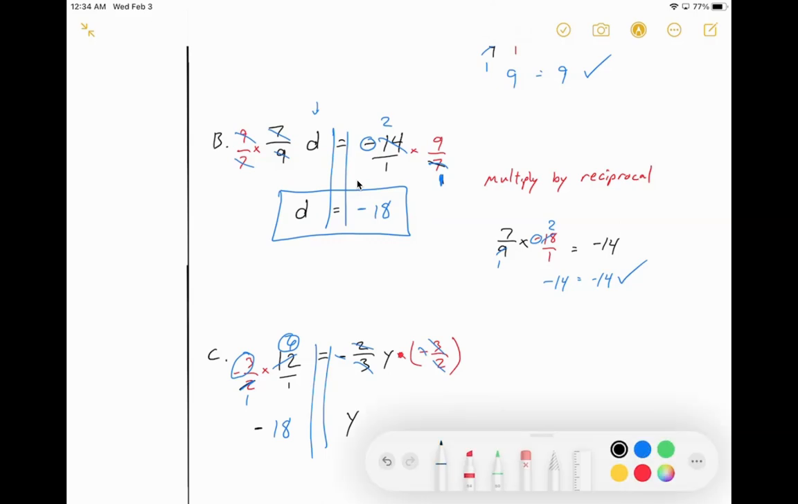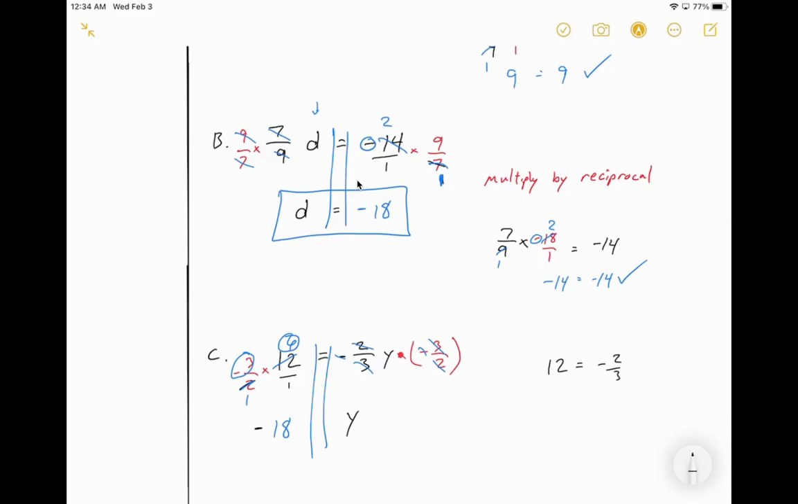Let's check that really quick. Original problem said 12 is equal to negative 2/3 times negative 18. Negative and negative make positive, so that's a good start. 3 cancels, then becomes a 1, that becomes a 6. So I'm left with negative 2 times negative 6, which is positive 12. Checks out.